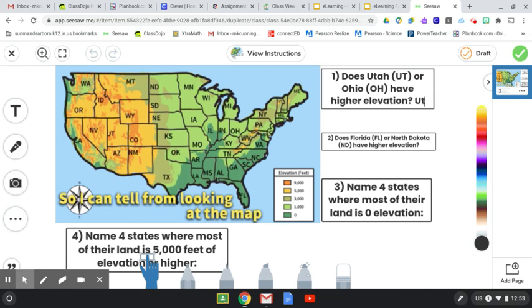So Utah would be our answer here. So I'm going to type Utah. And then it says, does Florida or North Dakota have higher elevation? So let's start in Florida. Florida does not have high elevation at all. And then if we go to North Dakota, which you guys should know where North Dakota is because it's one of our Midwest states, it is a little bit higher. It doesn't look like it has a lot of high elevation. It's still pretty flat, but it is definitely higher than Florida. So we're going to type North Dakota.